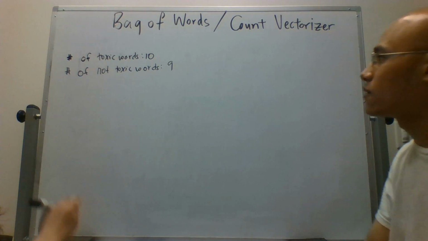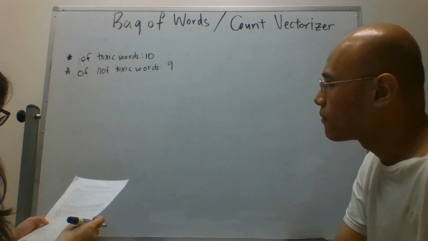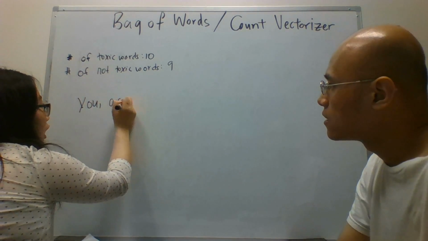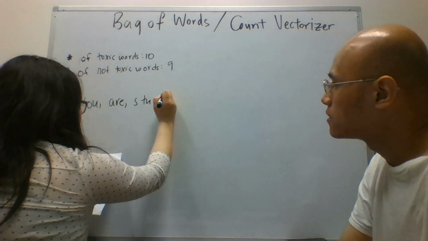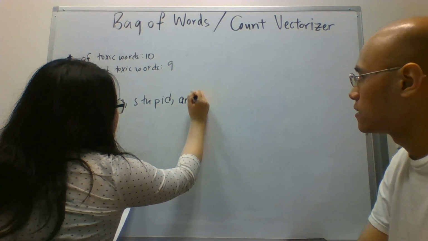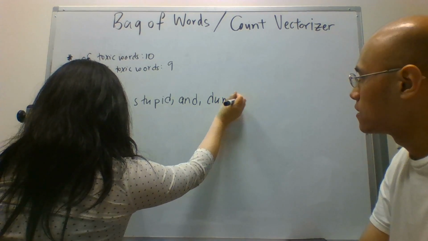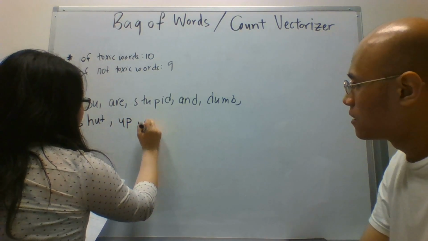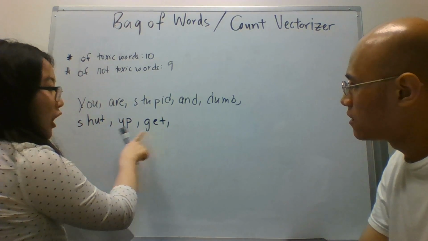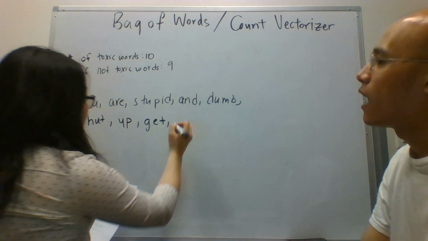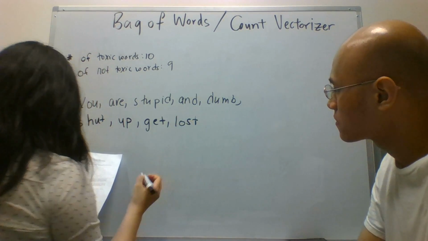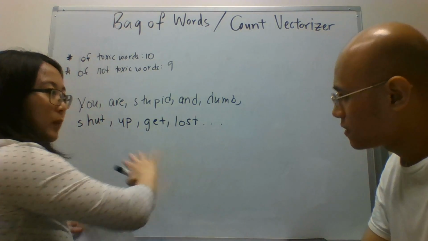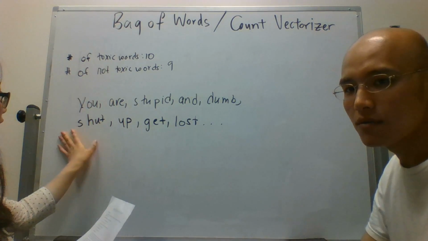So I'll just write down our particular vocabulary. We have you, and then we have are, we have stupid, and dumb. This is all from the first phrase, if you recall. We also have shut up, get. You notice it was shut up and get lost, but we're omitting the and because it already appeared. Get lost. I'm not going to write all of them out because it's quite a long list, but you get the idea. This is our vocabulary.